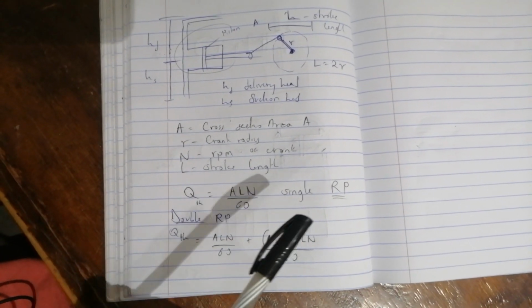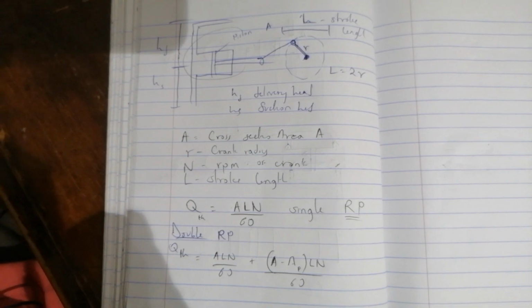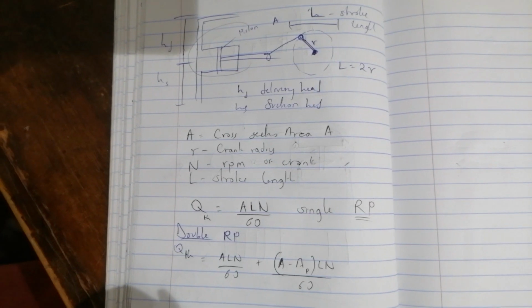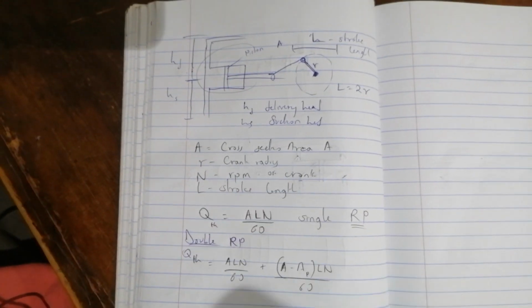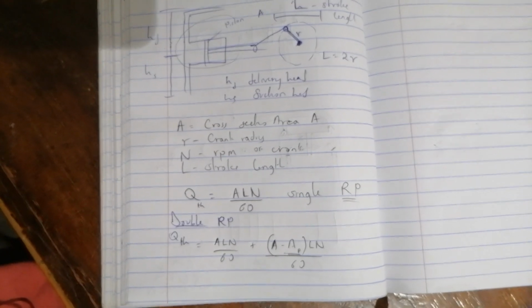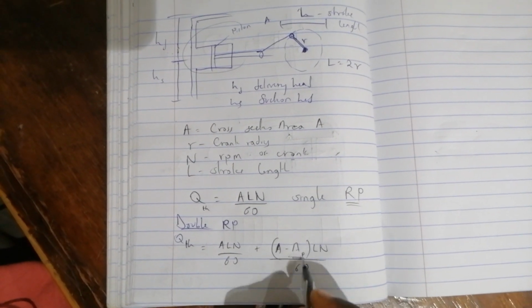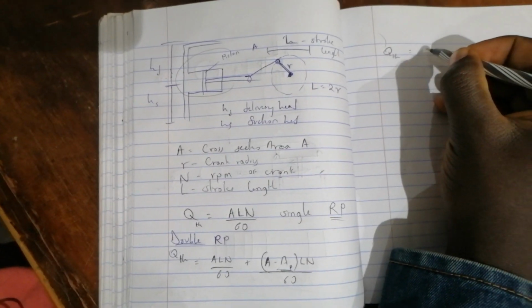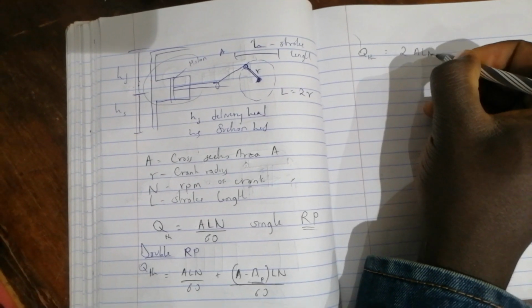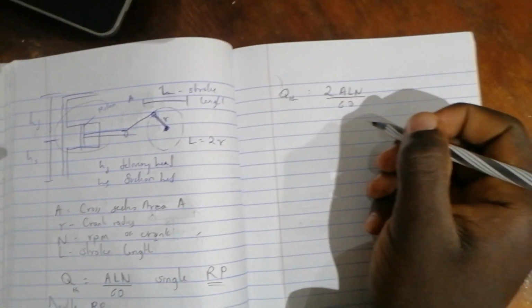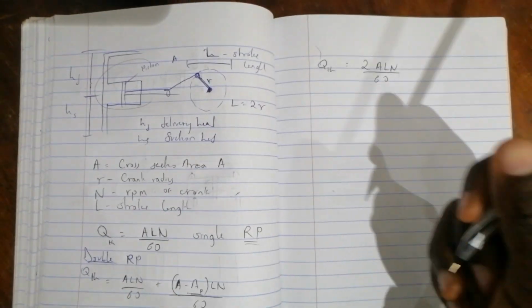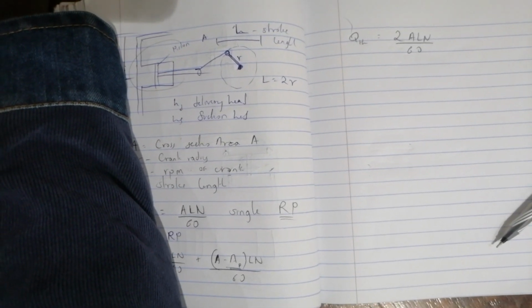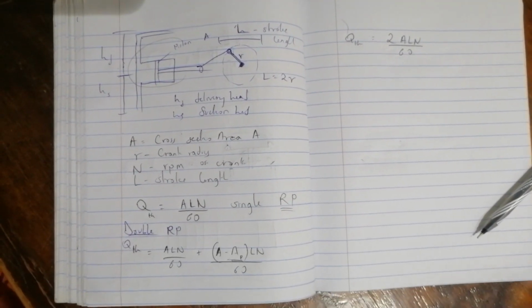AP is just the cross-section area of the piston rod, because they have to be connected together to be in sync, but you basically neglect this AP. It will be neglected. So if you neglect that, the theoretical Q will just be twice ALN over 60. So as you increase, even if you go to the third, you'll just be thrice ALN over 60.